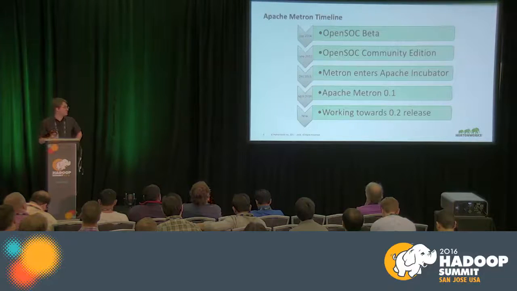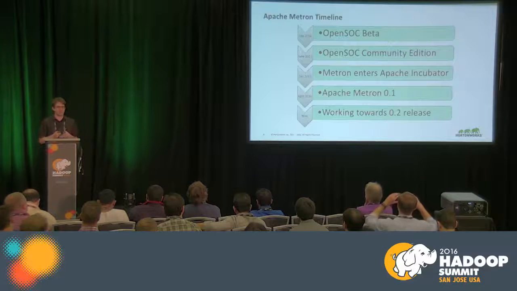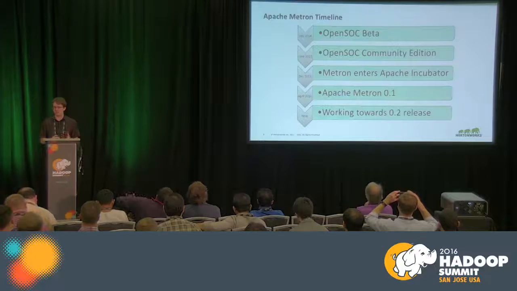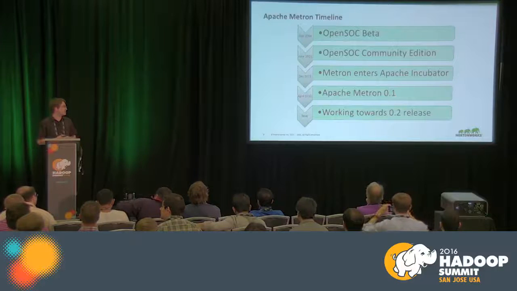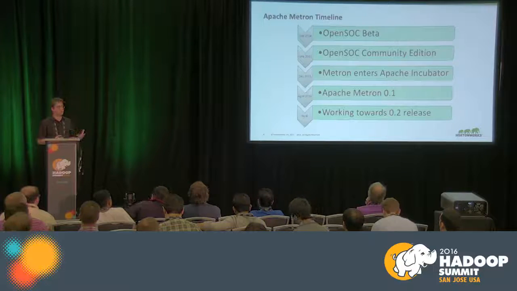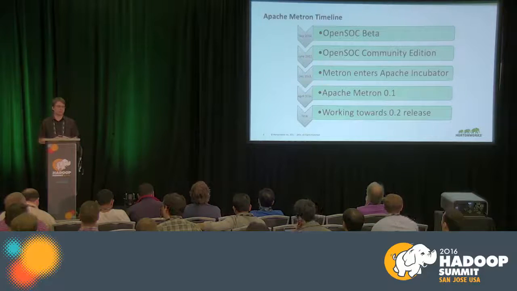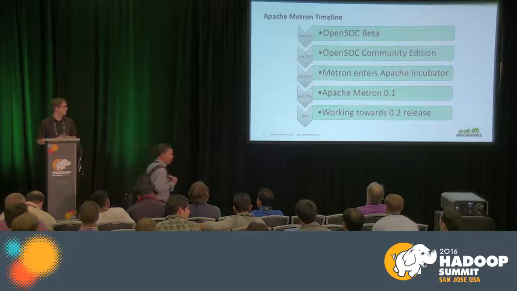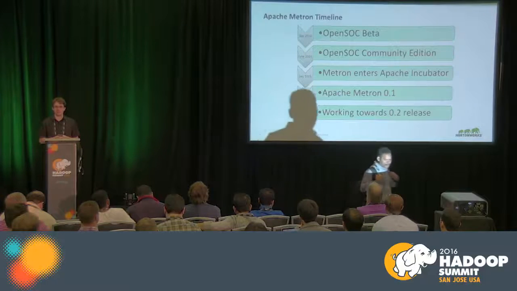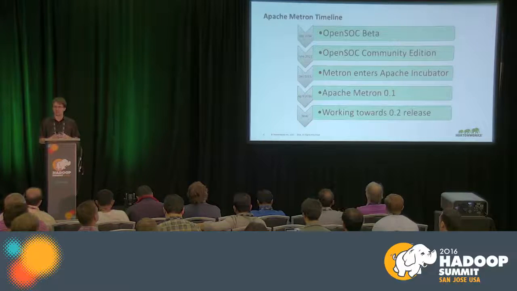So the timeline of this is, a couple years ago, there was the OpenStack beta that was built by Cisco in collaboration with Hortonworks. Eventually, this gets released in the community edition, but it doesn't pick up a whole lot of adoption. And eventually, it makes it into Apache Incubator as Metron. Then a lot of work has been put into it over the past few months. The first release was in April, just a couple months ago, getting a lot of things working, pulling everything together, building a good foundation, and re-architecting a couple things.